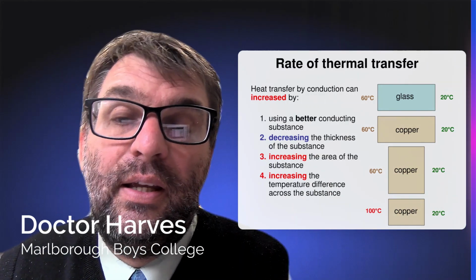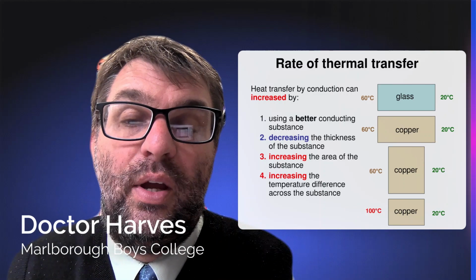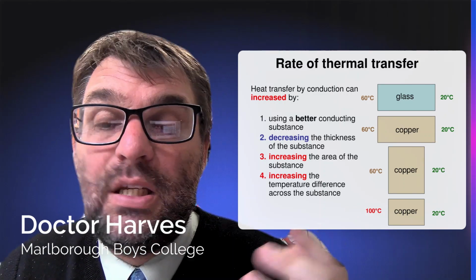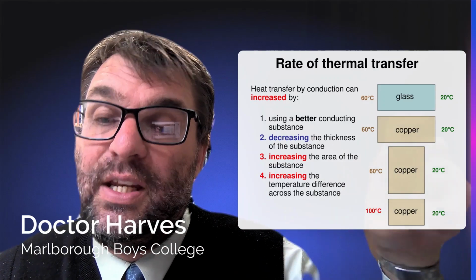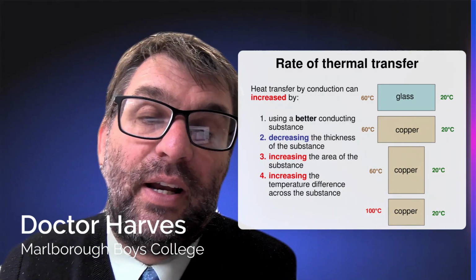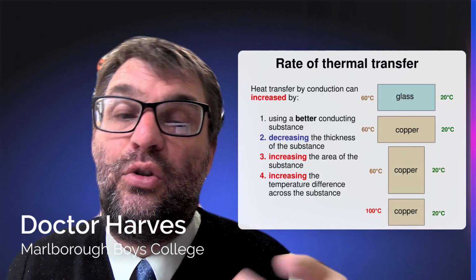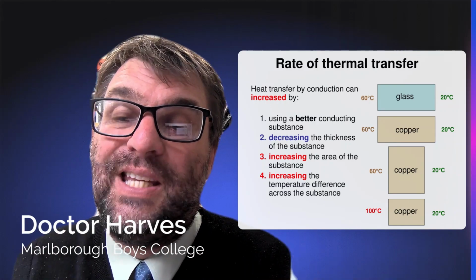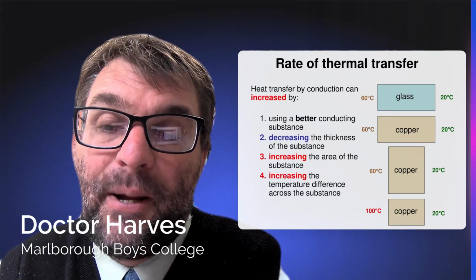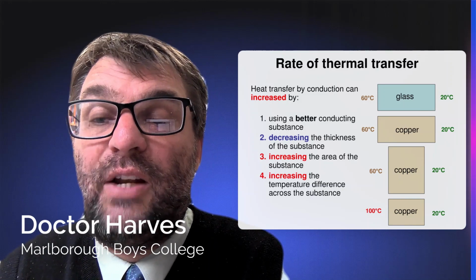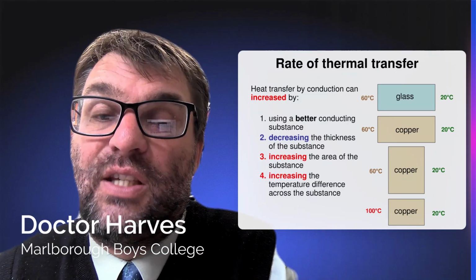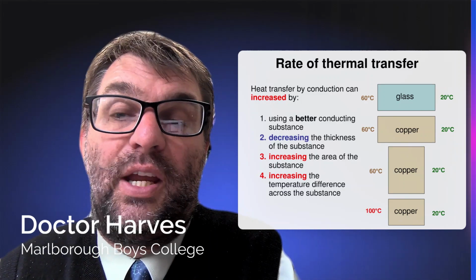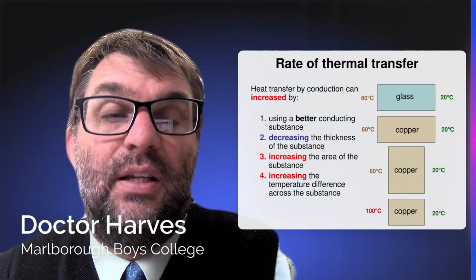Increasing the area also increases the rate of thermal transfer, the rate of conduction, because there are more particles for the energy to pass through. And finally, if you increase the temperature difference between the different parts of that object, for example the copper, then you're going to increase the rate of conduction as well. If you increase it, for example, to 100 degrees instead of 60, you're going to get an increased rate of conduction.